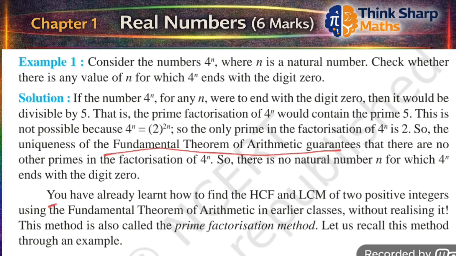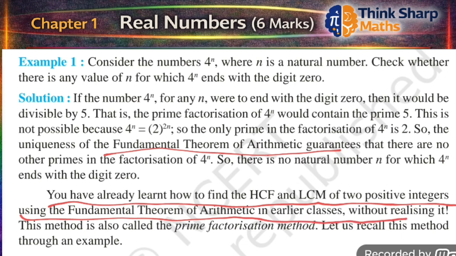Now you have already learned how to find the HCF and LCM of two positive integers using the fundamental theorem of arithmetic in earlier classes. You learned this without realizing it, meaning you did not know that you were using the fundamental theorem of arithmetic. This method is called the prime factorization method. So we are going to use that to find the HCF and LCM.